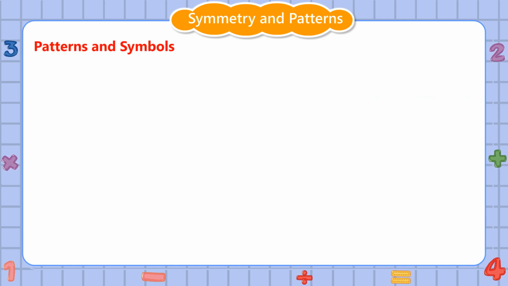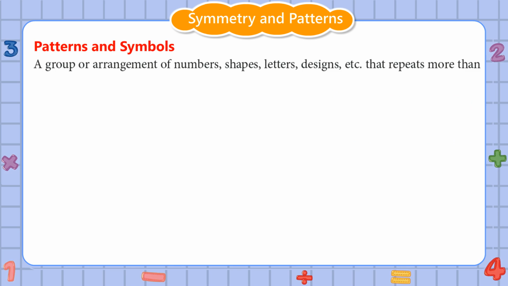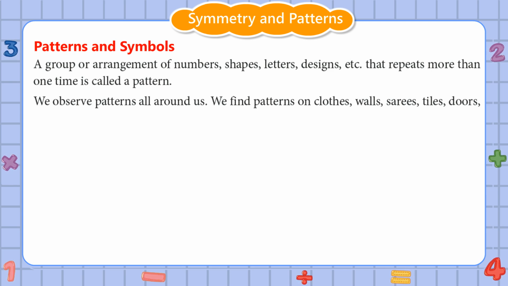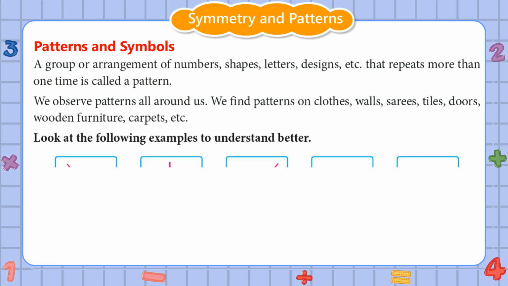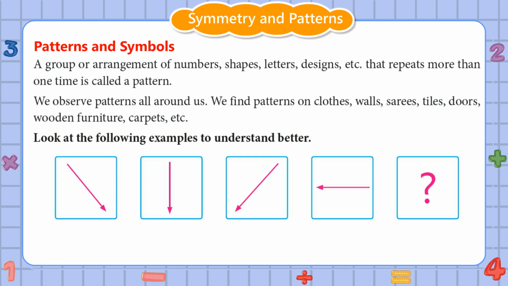Patterns and symbols. A group or arrangement of numbers, shapes, letters, designs, etc. that repeats more than one time is called a pattern. We observe patterns all around us. We find patterns on clothes, walls, saris, tiles, doors, wooden furniture, carpets, etc. Look at the following examples to understand better.